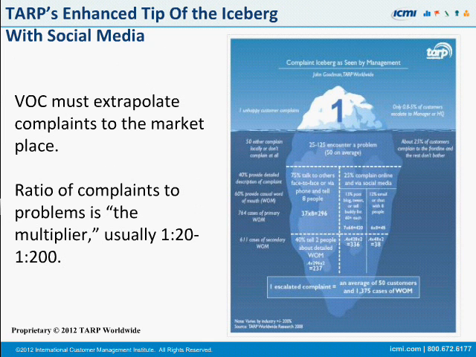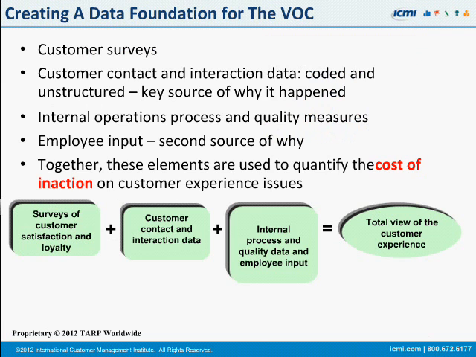Now, to be able to take the data and the contact data and extrapolate to the marketplace, you have to understand there's an iceberg effect. Each complaint you get, there's a bunch of others out there, and that ratio can be anywhere from 1 to 20 to 1 to 200 in most cases.